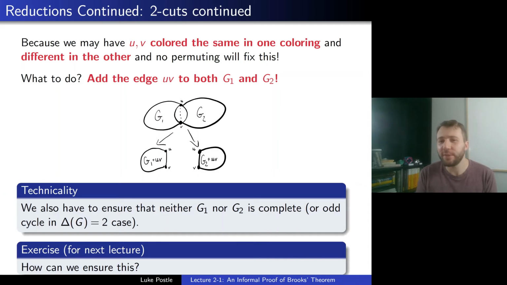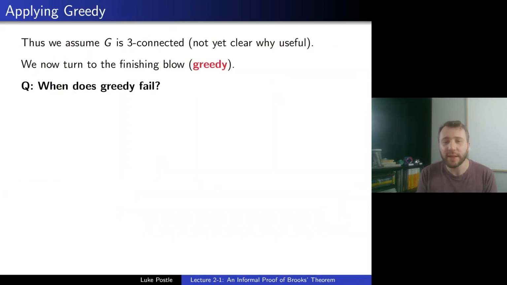So that's it for the two cuts and the reductions. Let's go back to applying greedy. Now if we've gotten rid of cut vertices and two cuts, we can assume the graph G is 3-connected. It's not yet clear why that's useful, but we now turn to our finishing blow, greedy.